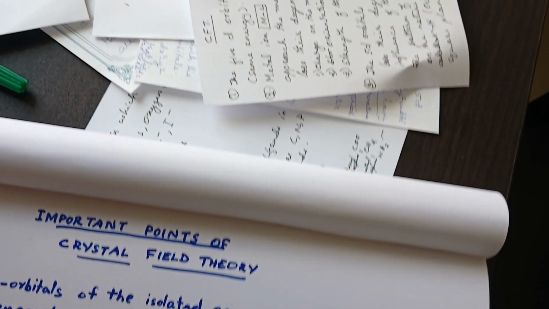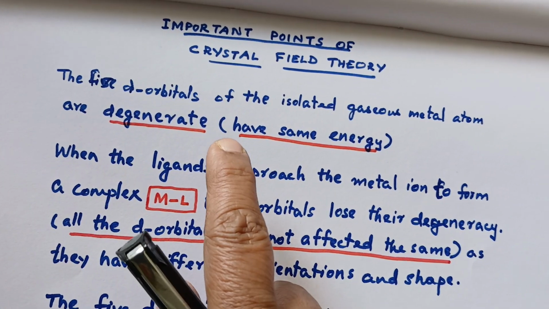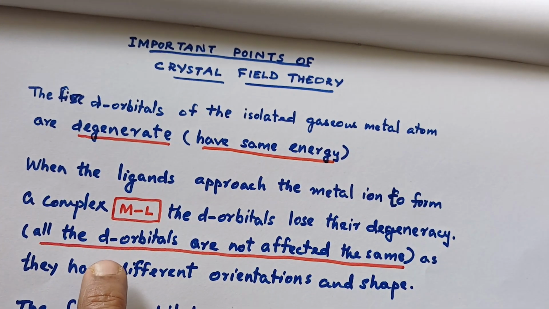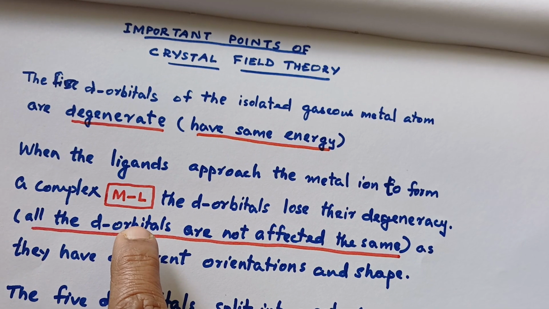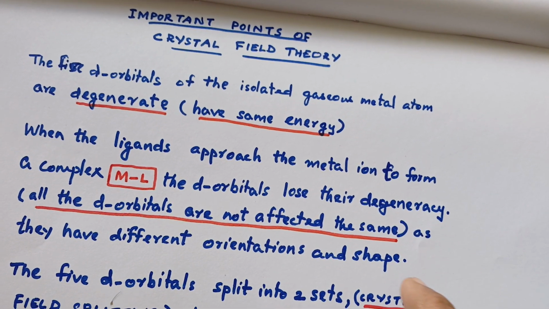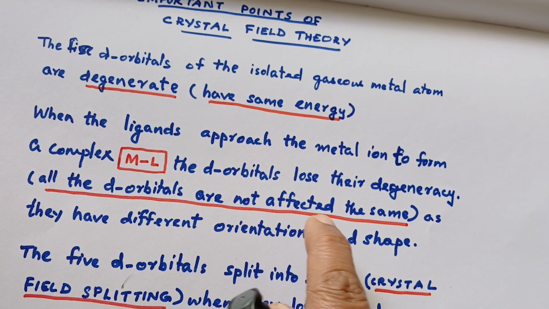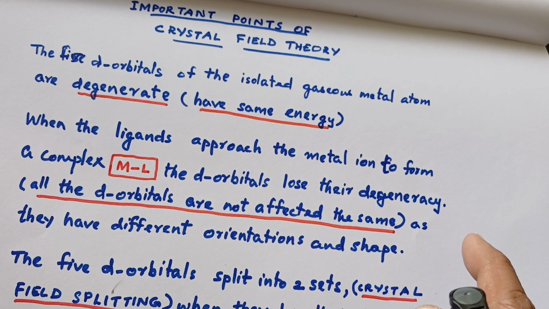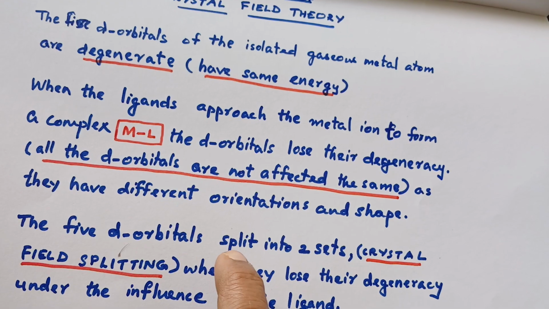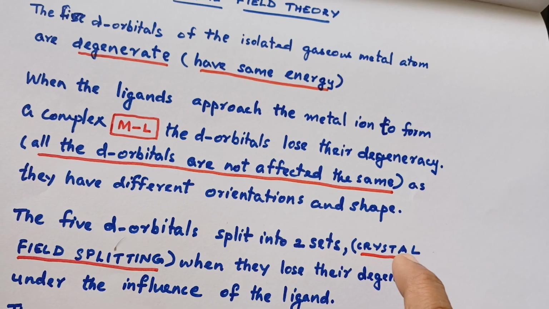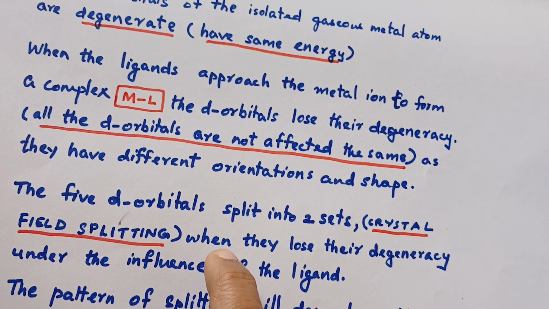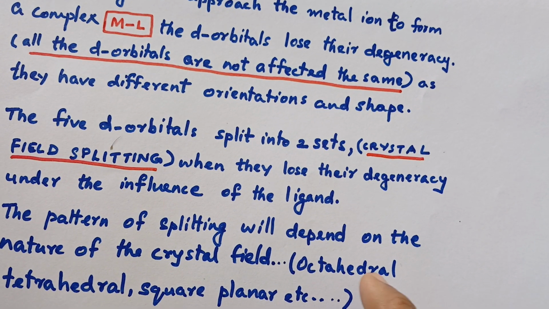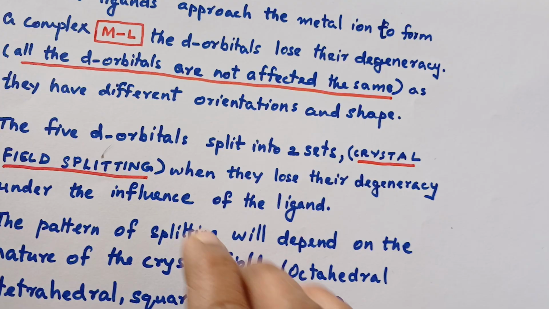So what we have to remember for crystal field theory is that the degenerate orbitals, that is the orbitals having the same energy, will lose their degeneracy with the approaching of the ligand. That is because all the d orbitals are not affected the same. Each one has a different orientation, so that is why they have different energies. Then the five d orbitals split into two sets. That is called crystal field splitting. And the pattern of splitting will depend on the nature of the crystal field. In octahedral, tetrahedral, square planar, etc., they will be different.